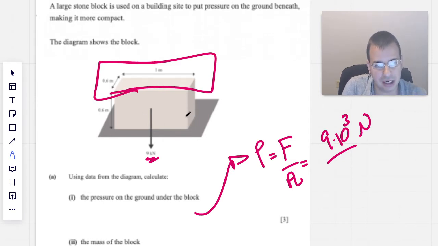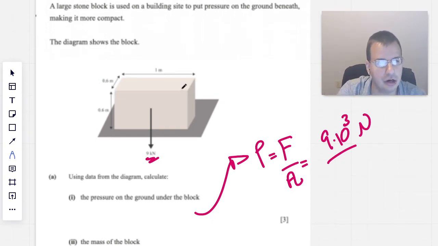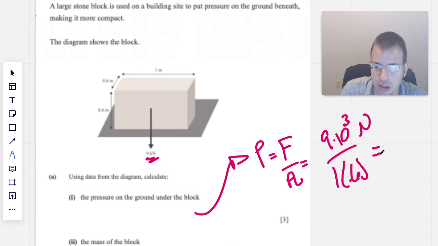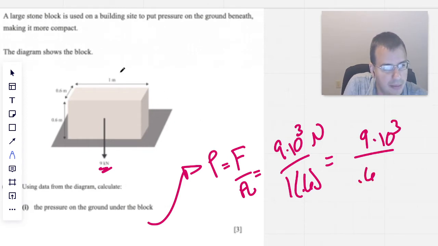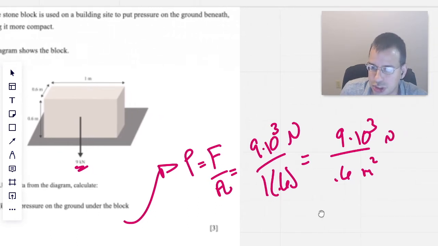The height is basically, you think, oh, a bigger block would cause more pressure. That's true, but that's because a bigger block would give more force, more weight going down. So for this case, what we're concerned with is the area, which is length times width, which is going to be 1 meter times 0.6 meters, which gives us 9 times 10 to the third all over 0.6. And this is meters and meters. So this becomes square meters, newtons per square meter, which is pascals.